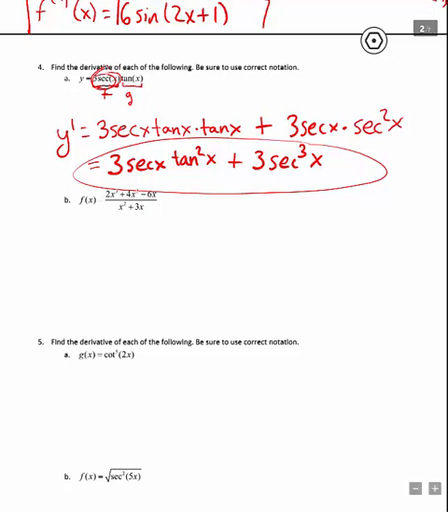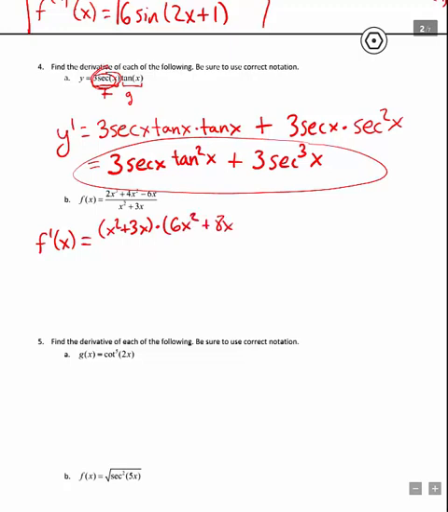Okay, part B is now quotient rule. So remember, low d high minus high d low, all over low squared. So we're going to start off with low times the derivative of the top. Make sure you put this in parentheses because we're multiplying by the entire derivative of the top. The derivative of 2x cubed is 6x squared, plus the derivative of 4x squared is 8x, minus the derivative of 6x is 6, minus high d low. Leave the top alone, 2x cubed plus 4x squared minus 6x, times the derivative of the bottom, which is 2x plus 3.